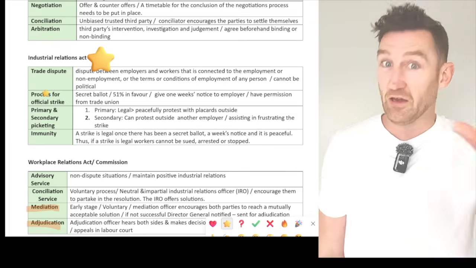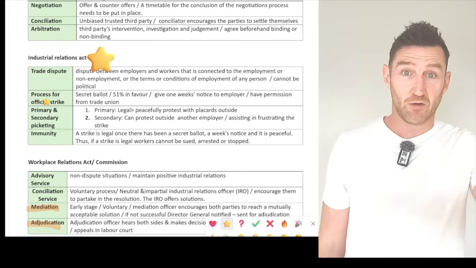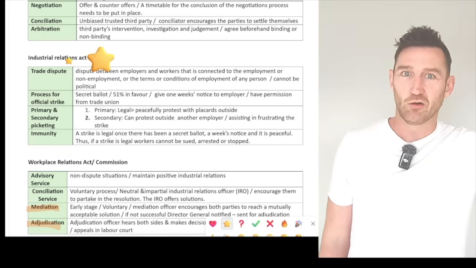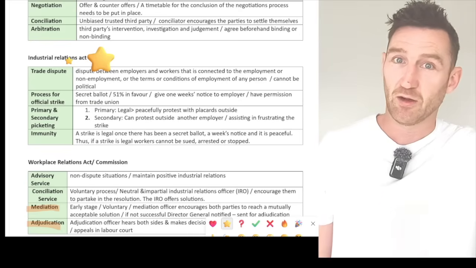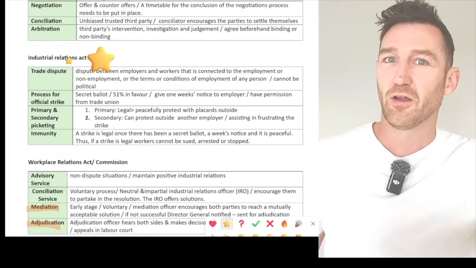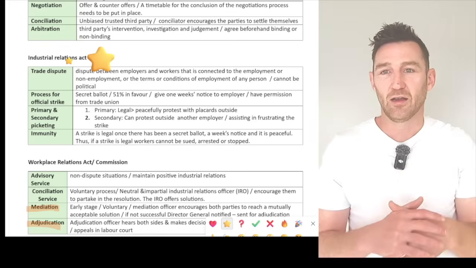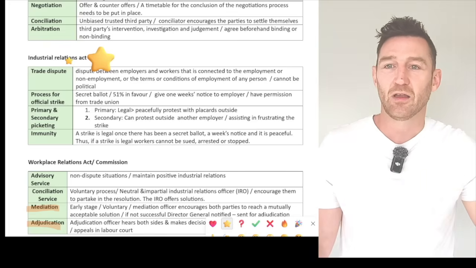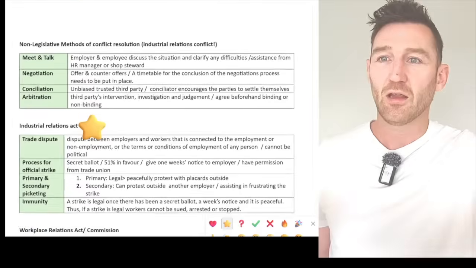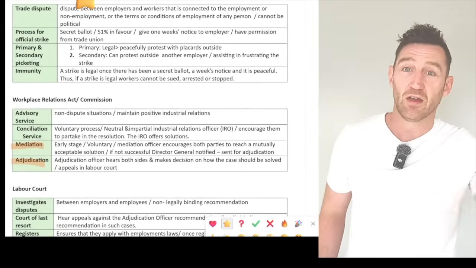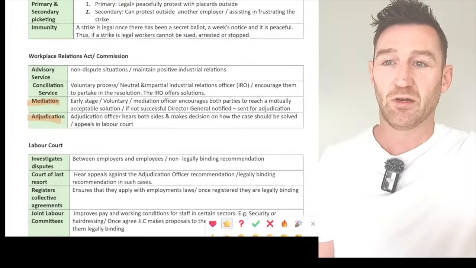Another example here, the process for an official strike, which I've already mentioned. You can use that for a question on the Industrial Relations Act, but you can also use it for 2 other exam questions: if you're explaining what an official strike is in terms of the options available for industrial action, or if you're asked explicitly about the steps that have to be taken.